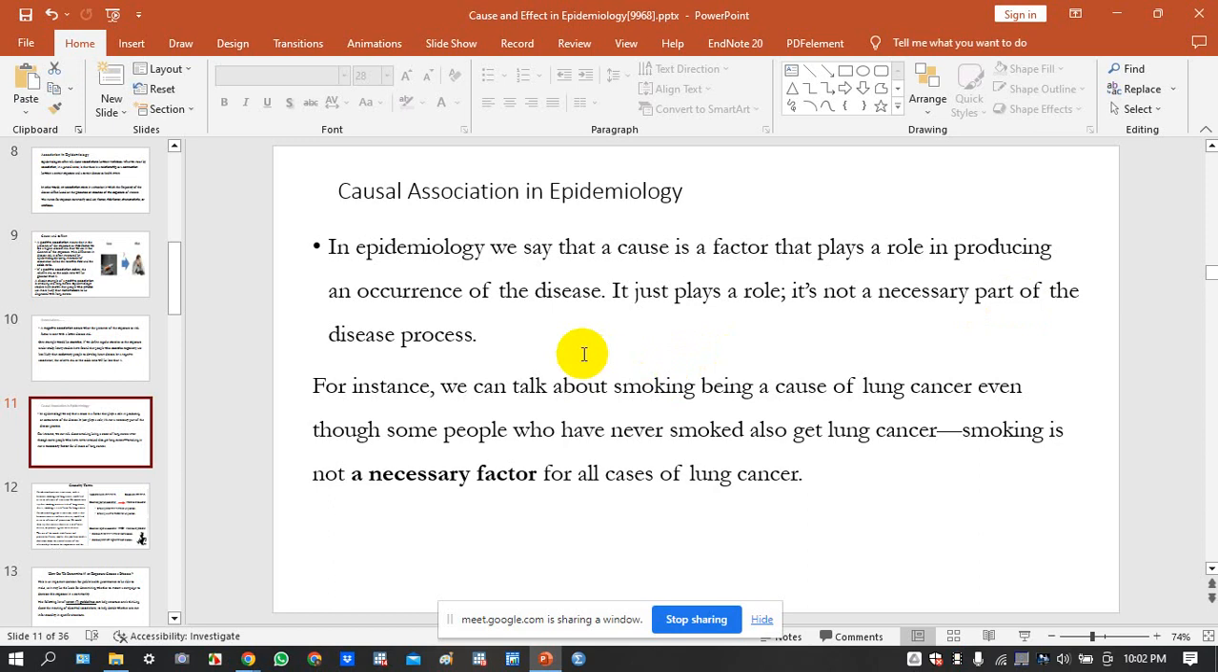So we can also say that in epidemiology, it may not be only one risk factor causing the disease. It can be a whole lot of risk factors which come together to cause the disease, like you taking a lot of alcohol, you not exercising, you smoking. All these contribute together to give you metabolic syndrome or heart attack, diabetes, hypertension. So for instance, we can talk about smoking being a cause of lung cancer, even though some people who have never smoked also get lung cancer, meaning that smoking is not a necessary factor for all cases of lung cancer.